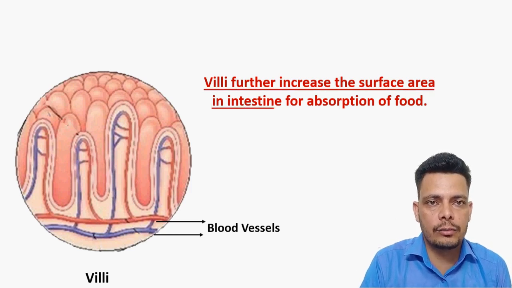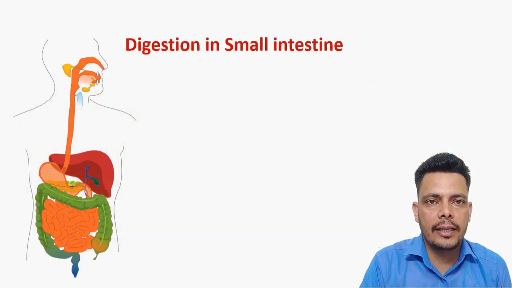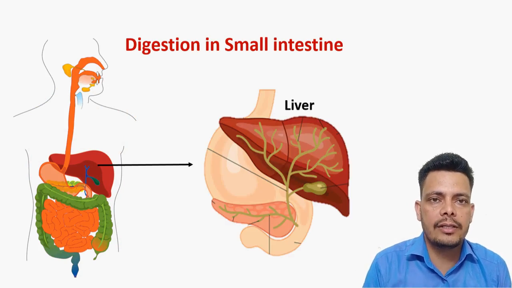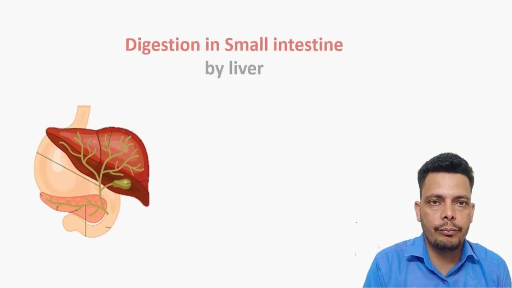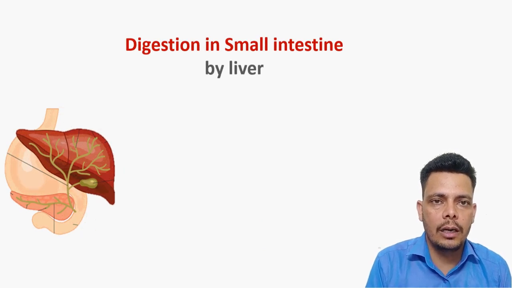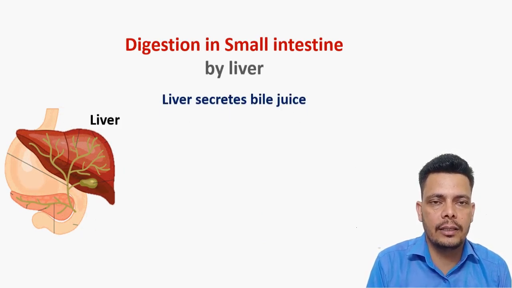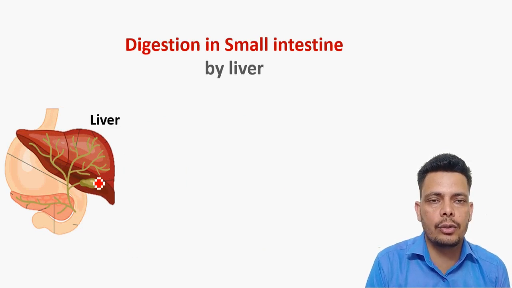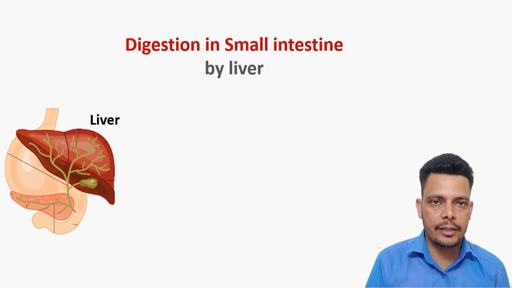When the food enters the small intestine, it has to be made alkaline because it is acidic from the stomach, and that medium is provided by the bile juice secreted by the liver, which is the largest gland of the body. The liver secretes the bile juice. Bile juice makes that food alkaline, and the bile juice is also stored in the gallbladder. Sometimes it is stored in the gallbladder, and from the gallbladder it can enter the small intestine.